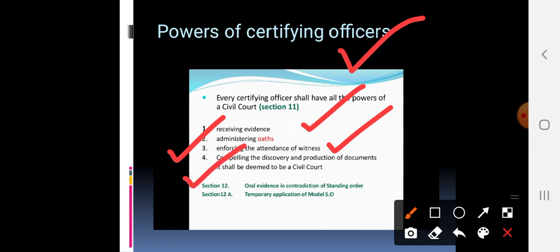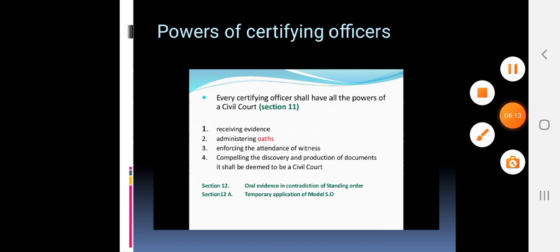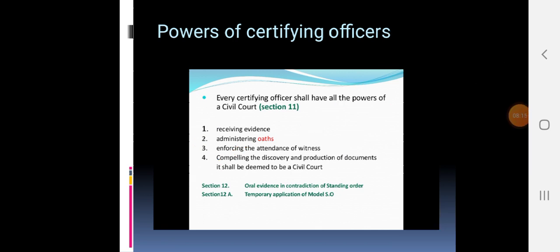Section 12 talks about oral evidence in contradiction of the standing order, and Section 12A talks about the temporary application of the model standing orders. So this is what we have discussed in today's class. I think this is the end of the first module. If you are facing any difficulty in understanding any concepts related to the first unit, please ask me.